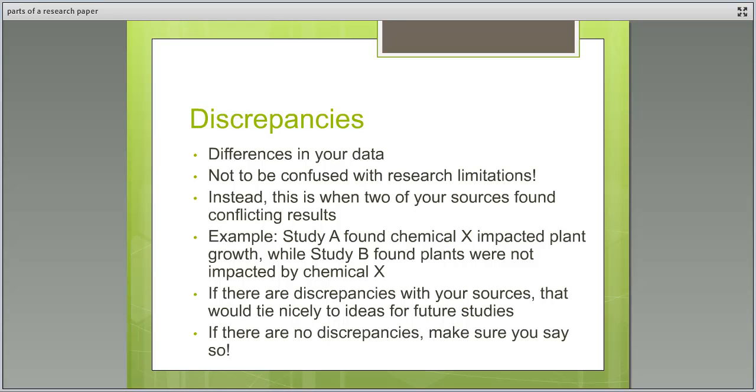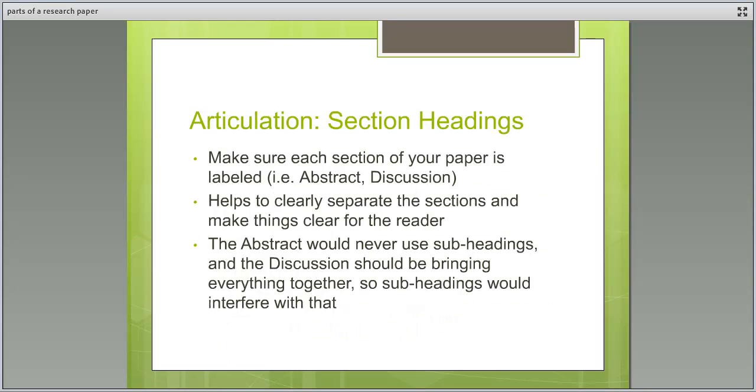An example might be study A found that chemical X impacted plant growth, but study B found that plants were not impacted by chemical X. So your studies found 2 different things. If there are discrepancies with your sources, that would tie nicely to the ideas for future research. And if there are no discrepancies, make sure that you say that so you still get credit for that part of the assignment.